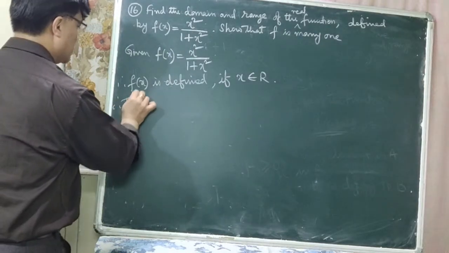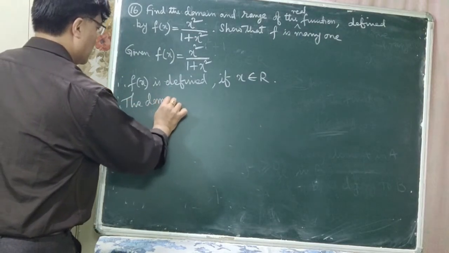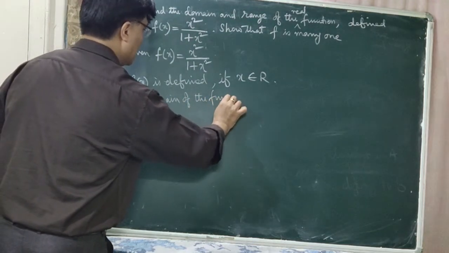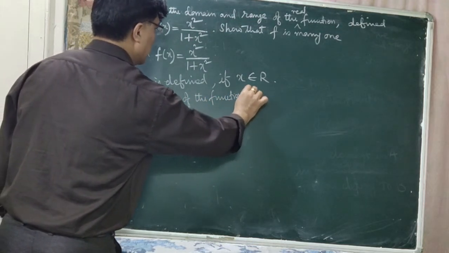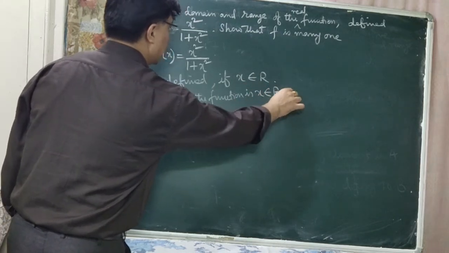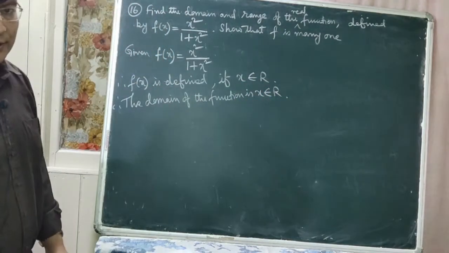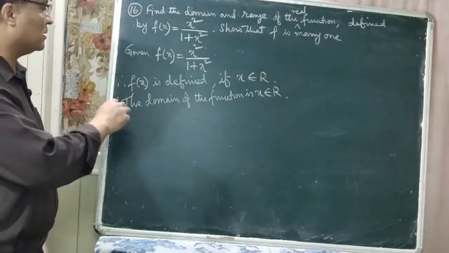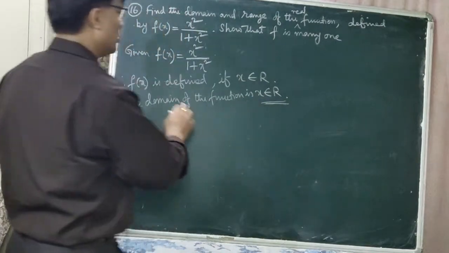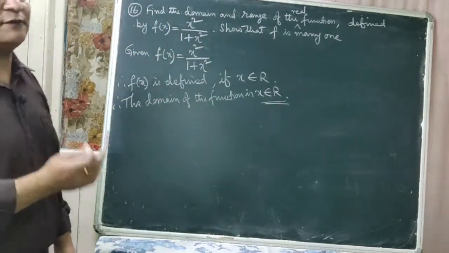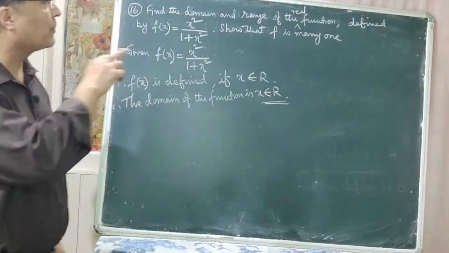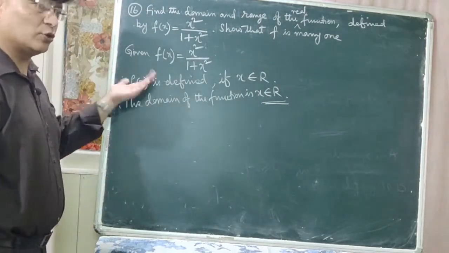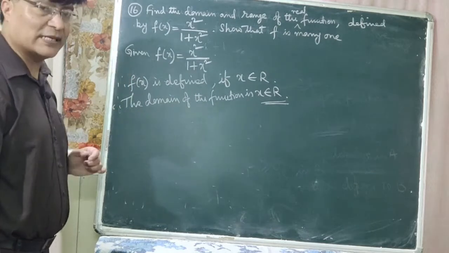So therefore what is the domain of the function? Therefore the domain of the function is x belongs to the set of real numbers. So I think you have understood it. This is the answer for the first part, that is the domain of the function is x belongs to the set of real numbers. Now we have to find out the range of the function. That means you have to get those values of f of x for which x is defined.